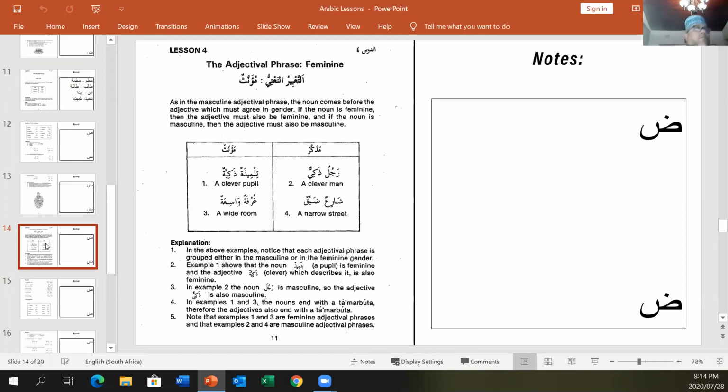So if we read the introduction there, it says lesson number 4, as in the masculine adjectival phrase, the noun comes before the adjective. Always, remember? We always said that when we had the very same discussion when it came to the masculine as well. Even though in English we would say, for example, a clever student, when you write it in Arabic, you will always find the noun is first, and the adjective qualifying the noun comes after that.